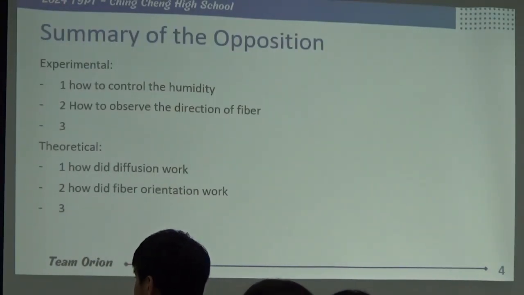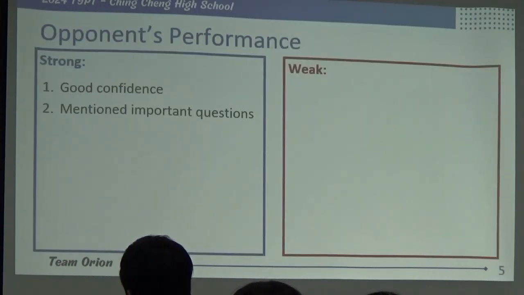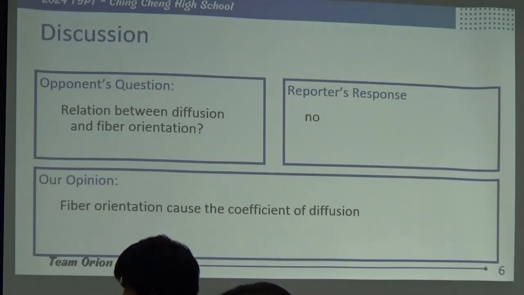And here is the summary of the opponent for experimental. They use how to control the humidity and how to observe the direction of the fiber. And for theoretical, they use how this diffusion works and how this fiber orientation works. And the opponent has full confidence and mentions some important questions.